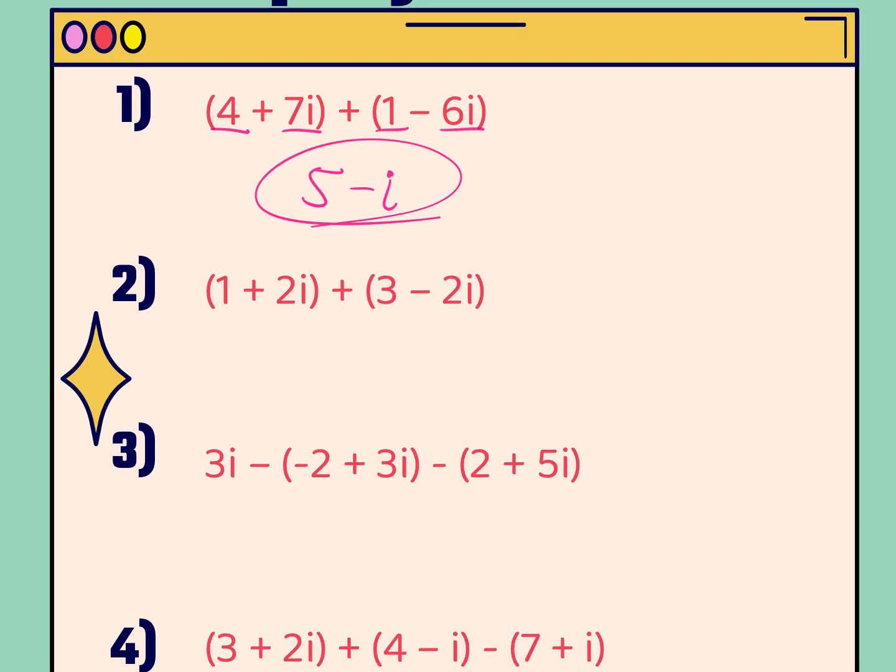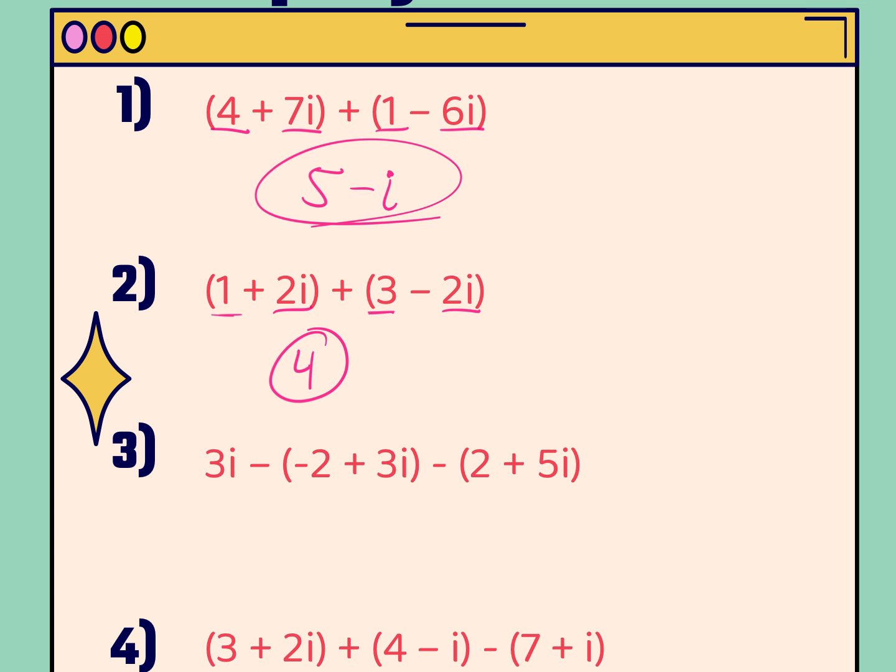Something like number 2: we have 1 plus 2i plus 3 minus 2i. So we're going to do 1 plus 3. The real plus the real is going to be 4. 2i minus 2i, the imaginary plus the imaginary, is going to be 0. So our answer here is just 4.